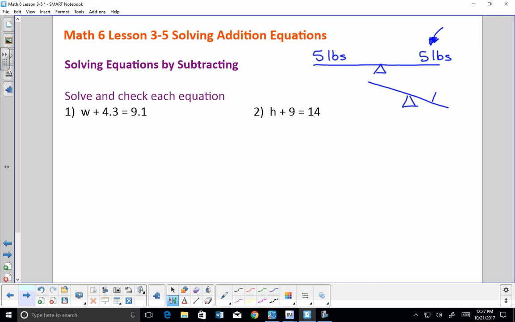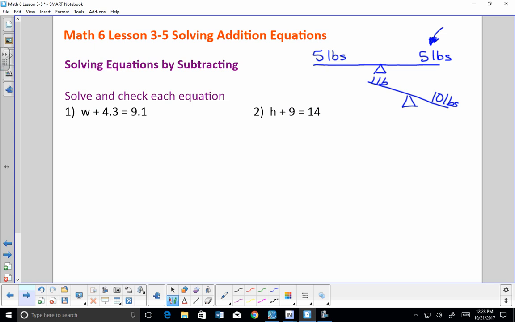Because if I have 10 pounds on this side and 1 pound on this side, the side that has the 10 pounds is going to be much heavier, and it'll make the teeter-totter unbalanced. When we solve equations in math, we want to keep them balanced. So if I have an equation, w plus 4.3 equals 9.1, there are two sides to every equation. The equal sign divides the two sides.